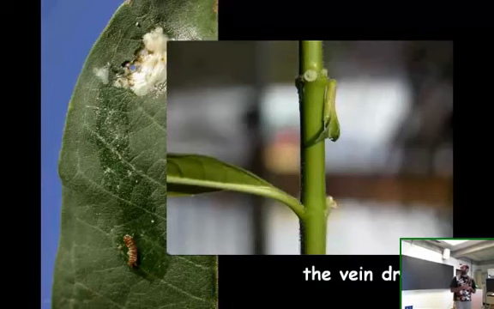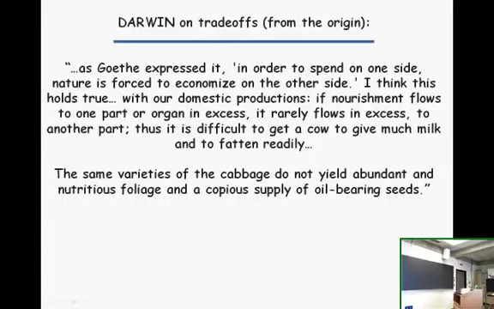I think that from my perspective, there's the toxins that the latex delivers, and there's the gummy part. This is more information than you need, but early botanists sort of liken latex to part or organ in excess. It rarely flows in excess to the other part. So he's sort of there talking about a phenotypic trade-off in terms of resources moving from one place to another. Thus, it is difficult to get a cow to give much milk and to fatten readily.